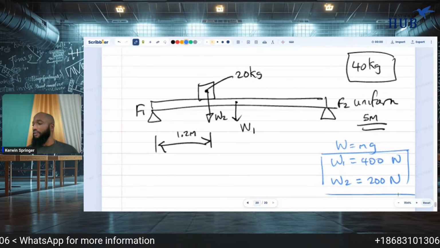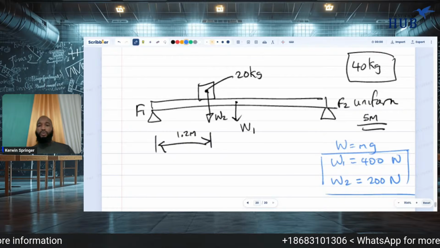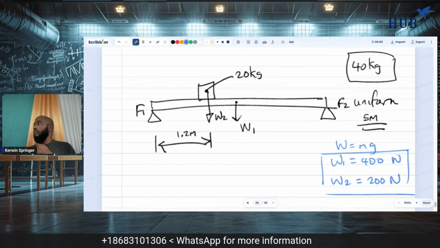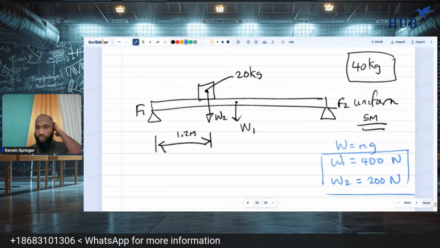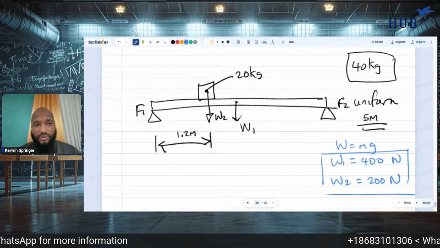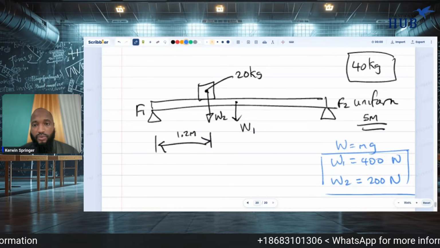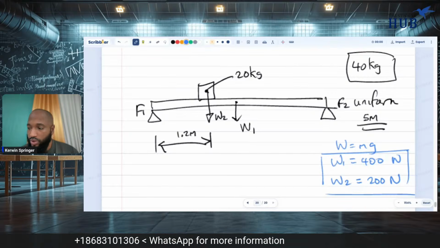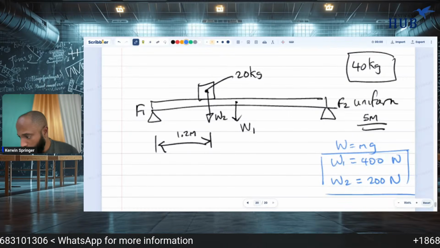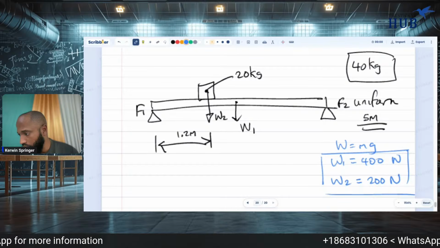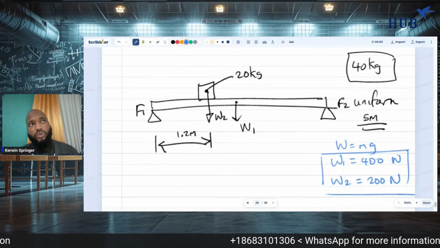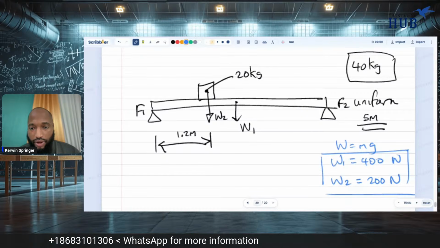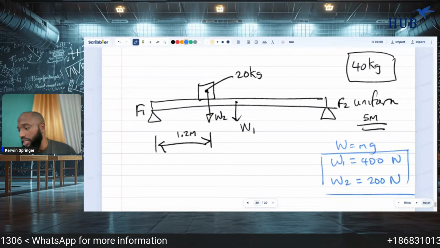Now you need to find F1 and F2. F1 and F2. F1 and F2 is equal to 200. No, they're not equal. They'll have to be different.